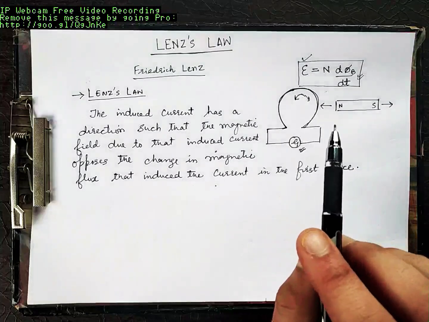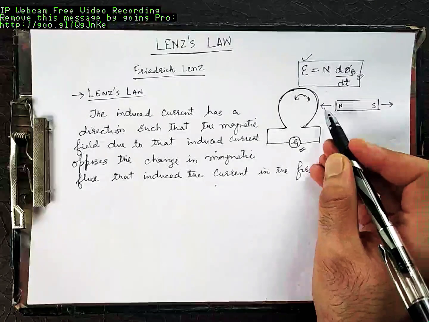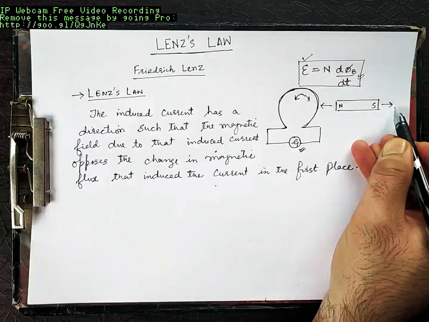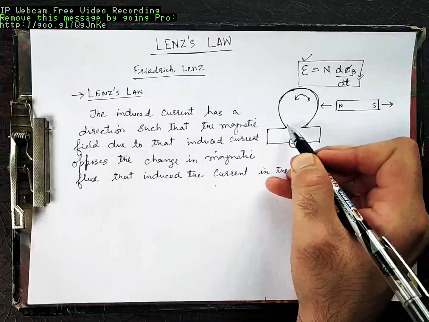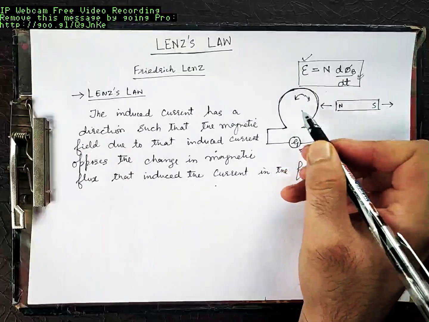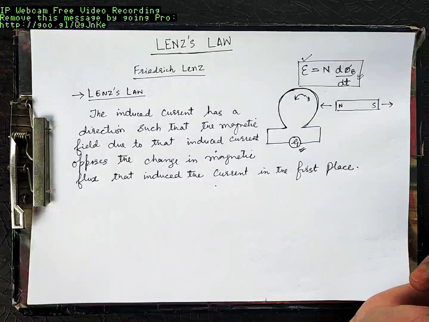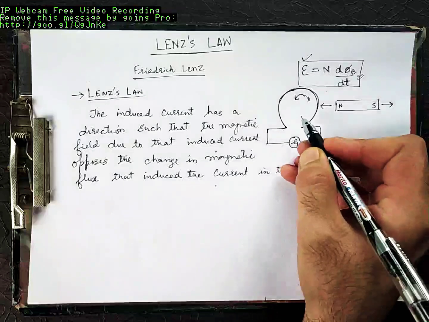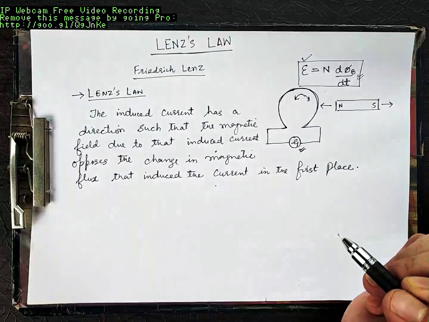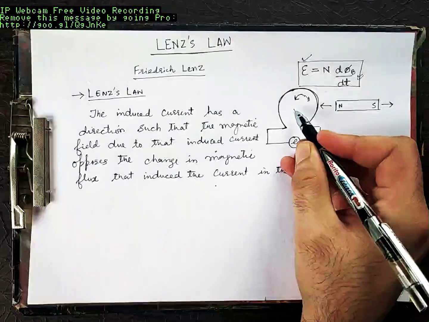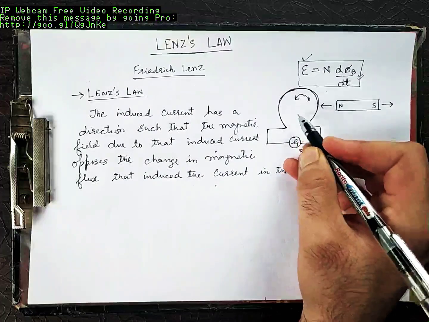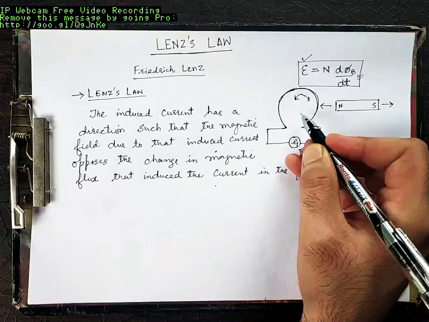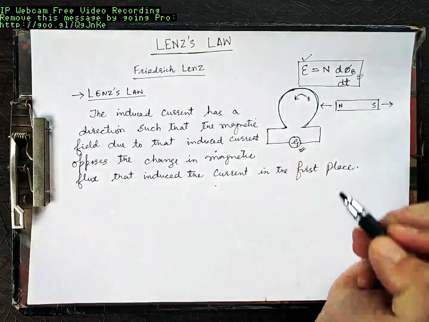In other words, if you are pulling this magnet away from the coil, then the magnetic field lines passing through this coil are changing. Now I'm asking whether it's increasing or decreasing. If you pull this away, the magnetic field lines passing through it are decreasing. Then the current through this loop will be in such a direction that it opposes the decrease in magnetic flux.